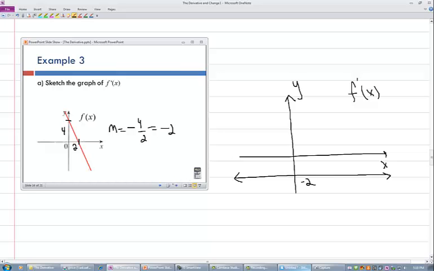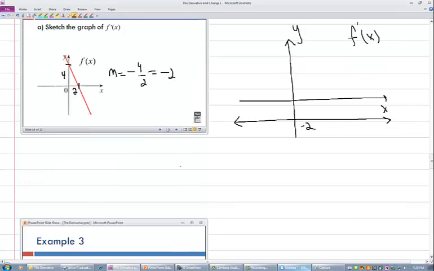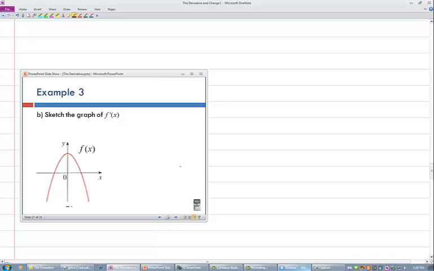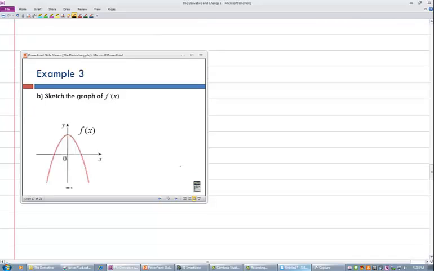Now, that's an easy one, and it works for all lines. So if you give me a line as the function, then you can always tell me the derivative because it's just the slope of that line. Let's look at the next example, example 3, and we want to sketch a graph of f prime of x. So first we can draw this x and y axis. So here's the x, and here's the y.